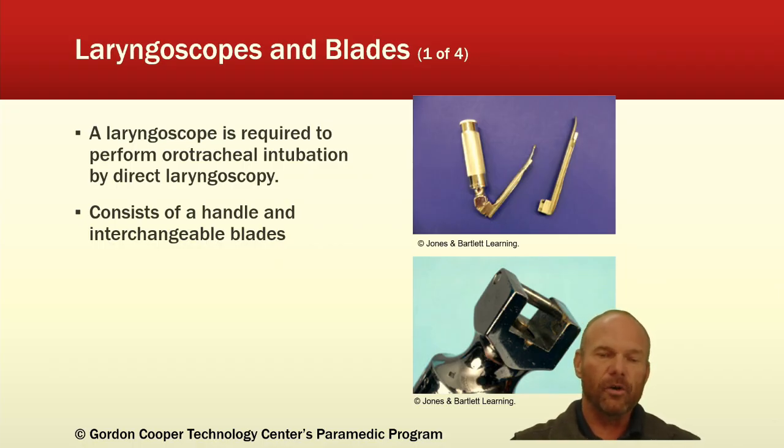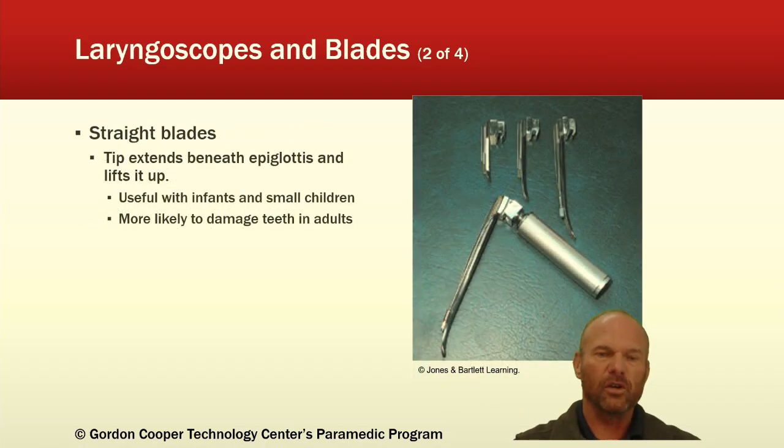There's a lot of people, it's just what you get comfortable with. So you need to be able to use both in the event something happens and you only have one style of blade. But typically most people just start using one blade as they get better at doing this skill. So how's the whole thing work? The tip of the straight blade is designed to go under the epiglottis, as I mentioned, and directly lift it to expose the vocal cords. Now this blade's particularly helpful in infants and small children because they often have a really long and floppy epiglottis that can obscure the airway.